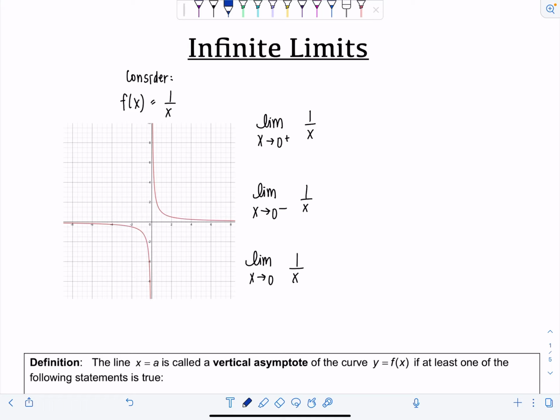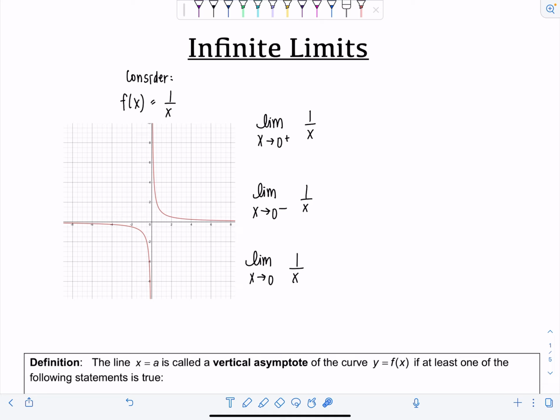In this video, we're going to look at infinite limits. And we'll begin our discussion by considering the function f of x equals 1 over x, which is graphed right here. So let's see if we can evaluate the three limits that we have written off to the side.